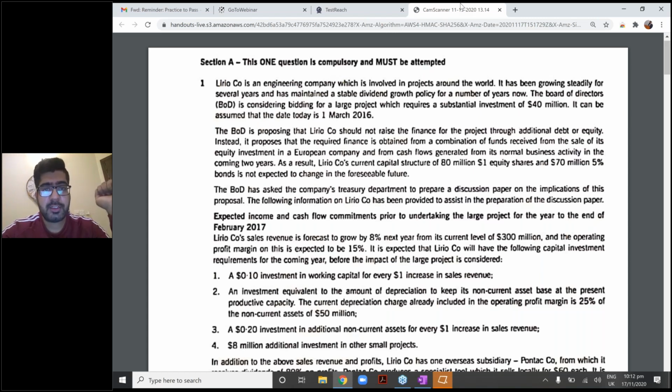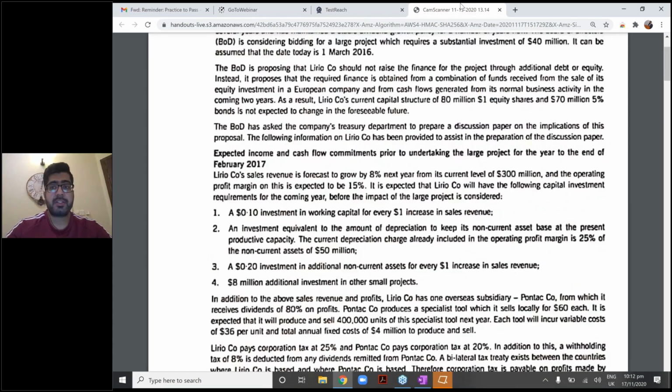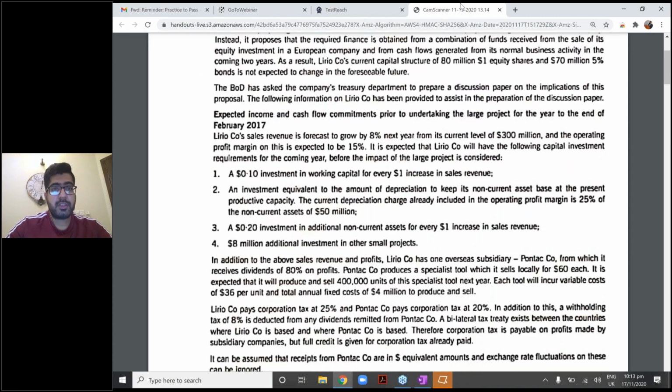The board is proposing that Lirio should not raise finance through additional equity. Instead, it proposes the required finance is obtained from a combination of funds received from sale of its equity investment in a European company and from cash flows generated from its normal activity in the coming 2 years. As a result, Lirio's current capital structure of 80 million equity and 70 million 5% bonds is not expected to change in the foreseeable future. The board has asked the company's treasury department to prepare a discussion paper on the implications of this proposal. The following information on Lirio has been provided to assist in preparation of the discussion.